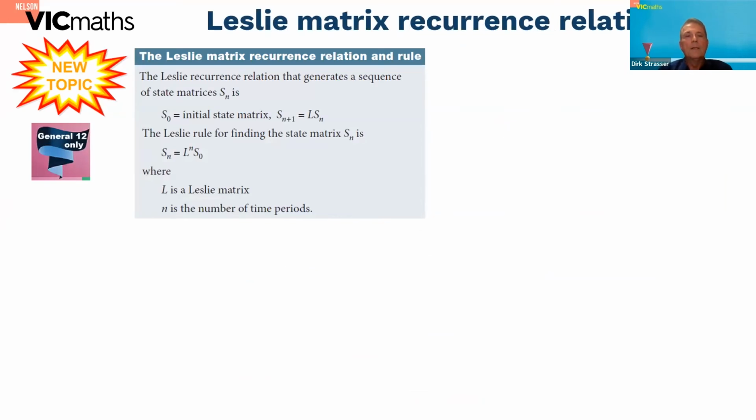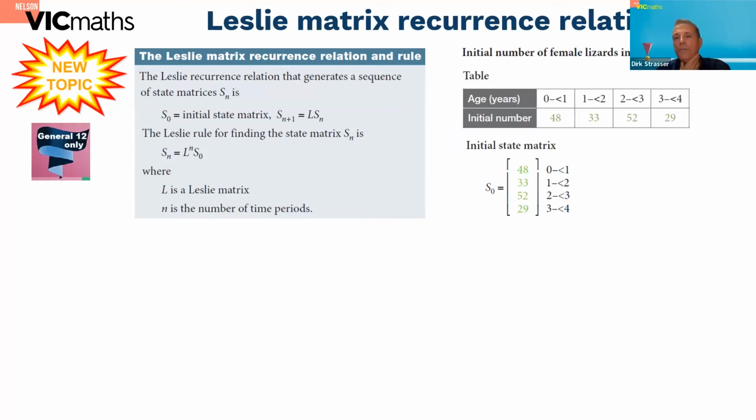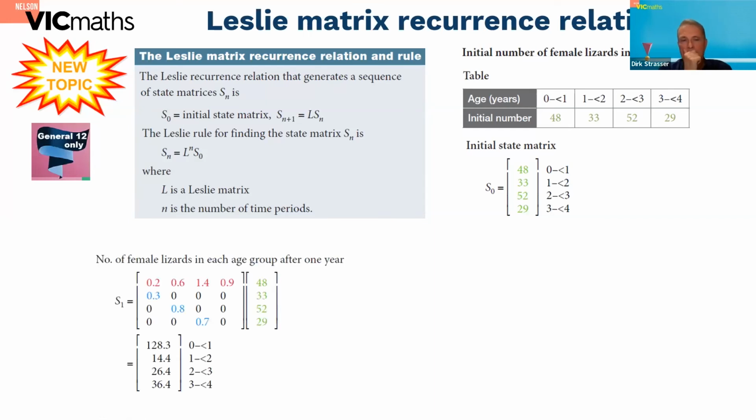Okay, the Leslie matrices also have a recurrence relation, which looks almost identical to the transition matrix one, and they also have a rule which looks exactly the same as well, except we're using an L instead of a T. So that works the same way. Essentially, there's nothing new about the way they work as a recurrence relation. You need to obviously be told what the initial numbers are in each age group, because that gives you your initial state matrix. And often we place the age groups here just for reference on that initial state matrix. But that's not any different from transition matrices.